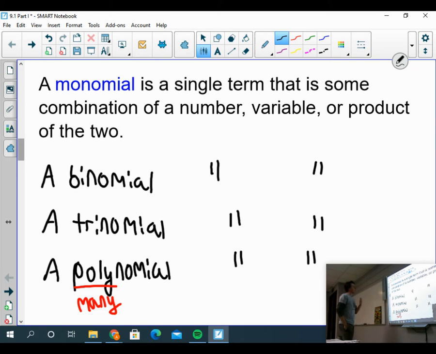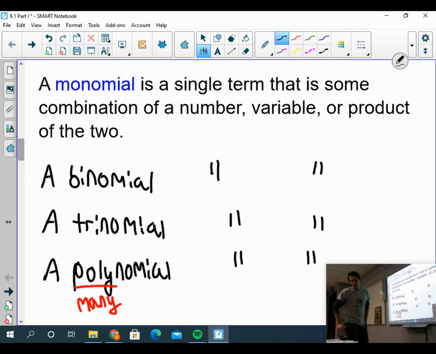A monomial is the word we use to refer to a single term that is a combination of a number, variable, or product. A binomial will have two terms. Trinomial, three terms. Polynomial, many terms. Polynomial is kind of the jack of all trades. As long as there are two or more terms, we will call it a polynomial. Thus, all trinomials are polynomials, but not all polynomials are trinomials, because you could have more.